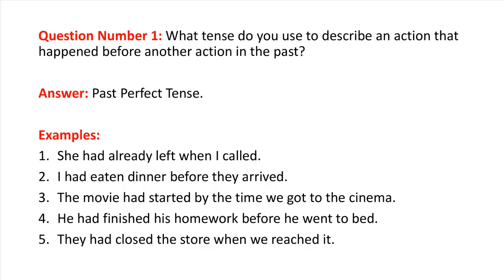Question number 1. What tense do you use to describe an action that happened before another action in the past? Answer: past perfect tense. Examples: She had already left when I called. I had eaten dinner before they arrived.